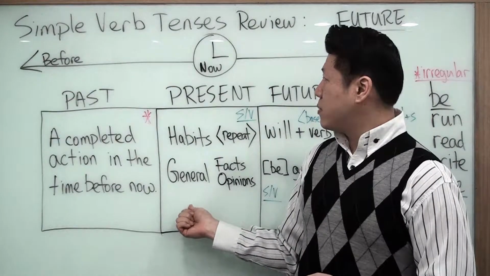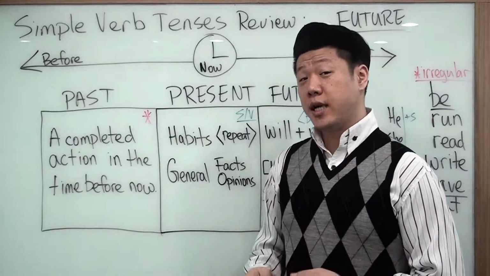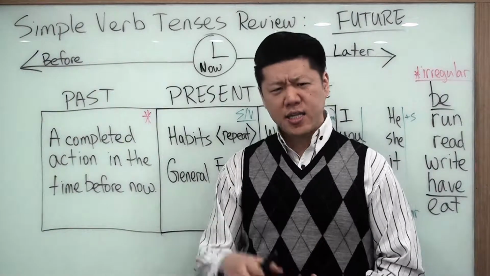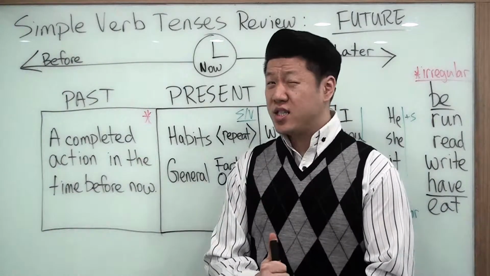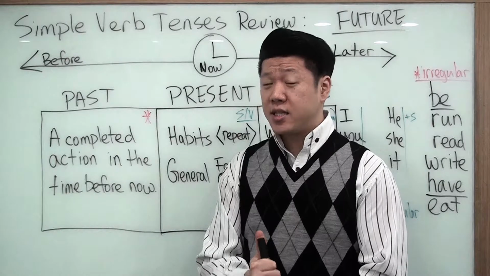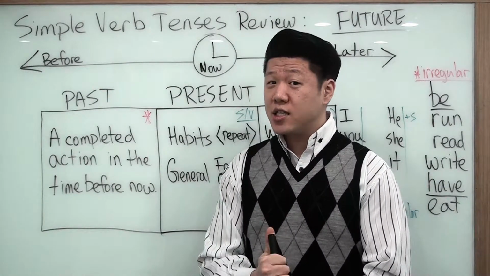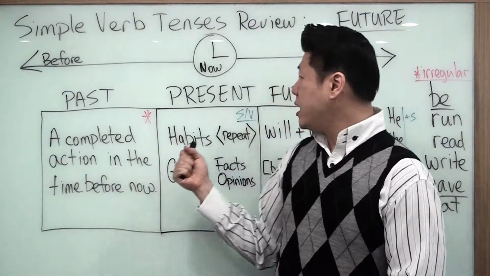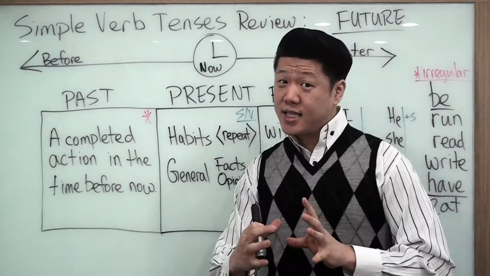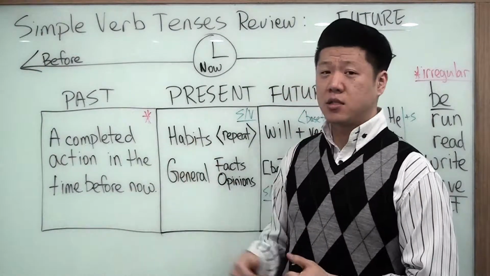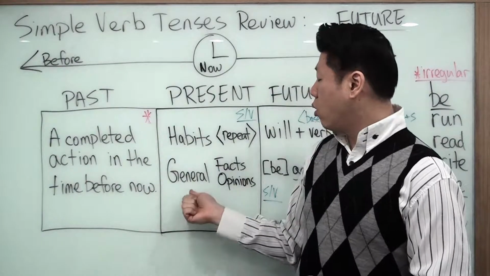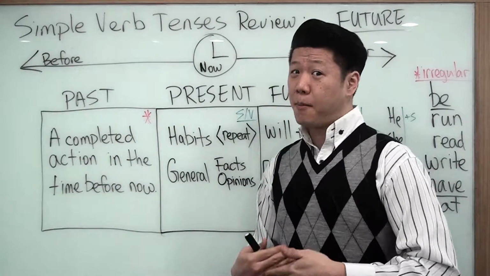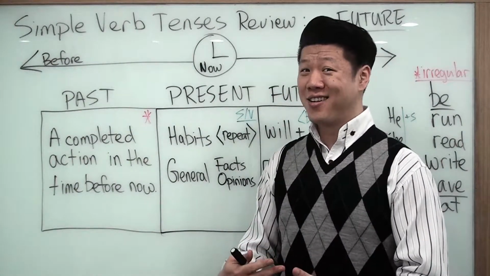So our last lesson was about the simple present tense. The simple present tense does not mean it is something that is happening right now. I know it sounds like it should, but that's actually the present progressive tense, which we'll talk about later. So what is the simple present? Simple present, we're talking about habits, things that you repeat, or general facts and opinions. Facts are things that are true, opinions are things that you think are true.